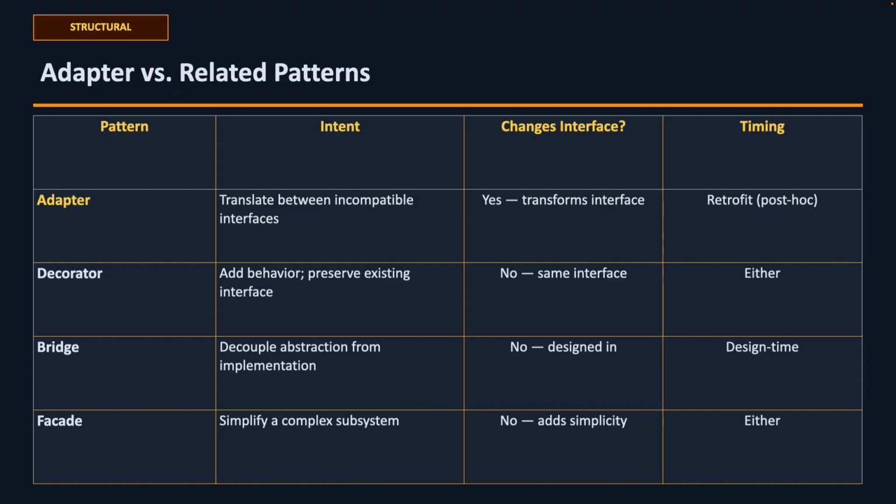And then finally, we have the facade. This one gives you a simplified interface to a complex subsystem. The subsystem's interface doesn't have to be incompatible. The facade is about simplification. The adapter is about interface translation. A facade might use an adapter internally, and that's totally fine. They're complementary. They're not competing.